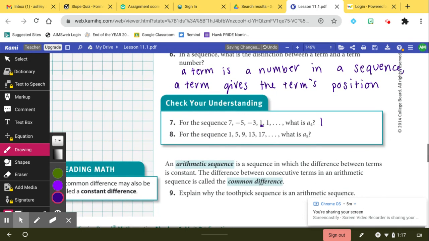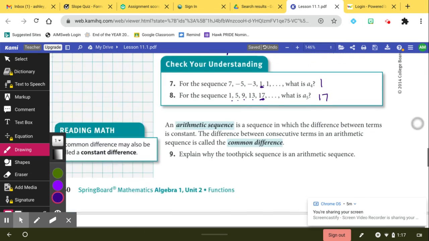Then the next one, it says what's a sub 5? So the term in the fifth position. So 1, 2, 3, 4, 5. That would have been 17. Now these are just sequences, but we are going to be dealing with arithmetic sequences.